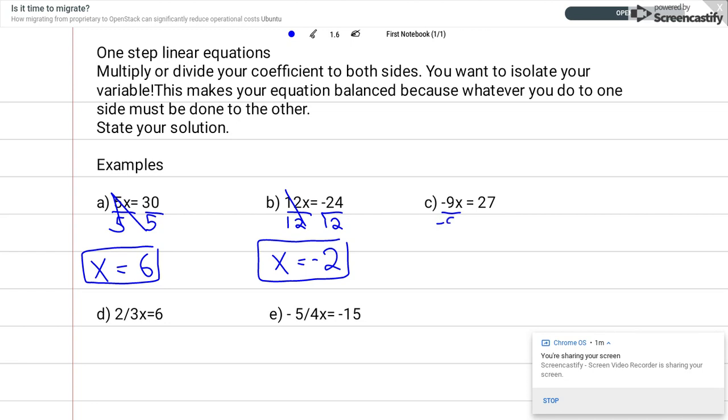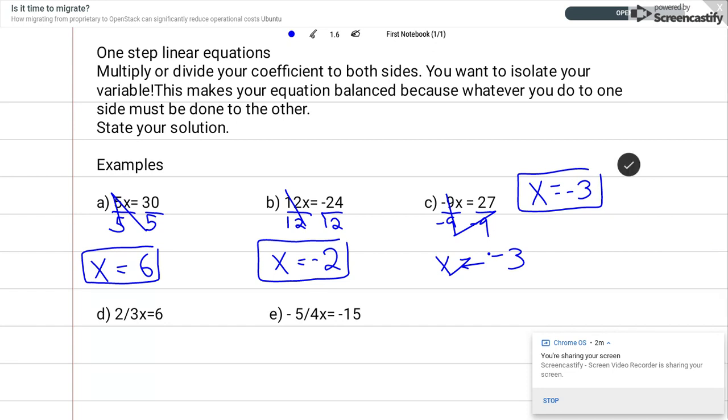And my last problem, negative 9x equals 27. I can divide by a negative number. That's totally fine. Sorry about that. I don't know why it keeps doing that. So x is going to equal 27 divided by 9, which is 3. But I have one negative, so it's a negative 3. I'm going to rewrite my solution. I don't know why my pen is doing that. Negative 3. There's my final solution there.